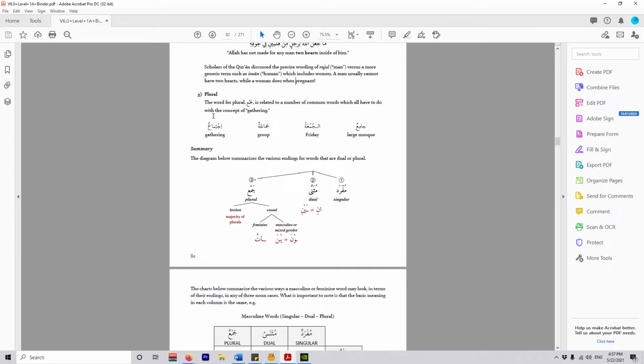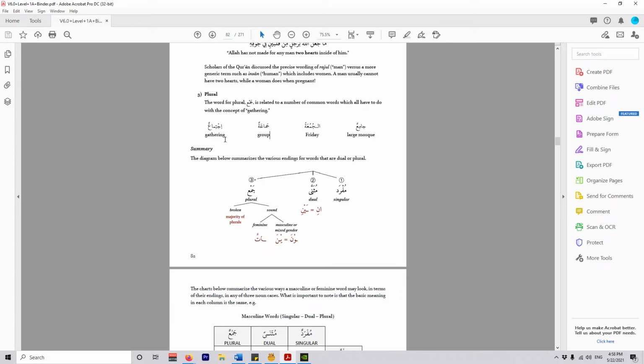We also hear the word plural, jam'un, like I was mentioning before. It all has to do with gathering or bringing together. So we have jami'un, which is a large mosque. So you say like Jami' Azhar, Al-Azhar, the Azhar Mosque, which you see in Cairo, which I've visited, a very beautiful place. And then we have Jum'ah, Al-Jumu'ah, the Friday prayer, the mosque. And then we have Jama'atun, a group. And then Ijtima' is also a group there.